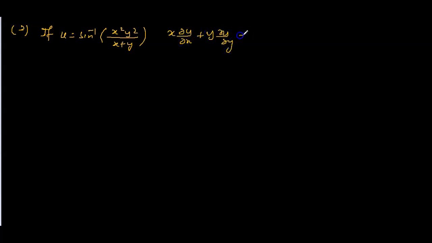Question number 2. If u is equal to sin inverse of x square y square divided by x plus y, prove that x into del u by del x plus y into del u by del y is equal to minus 1 by 4 sin 2u.